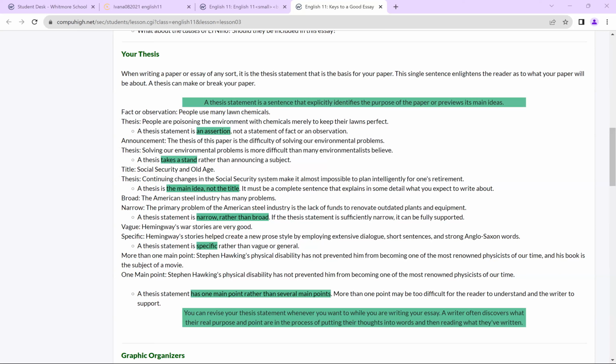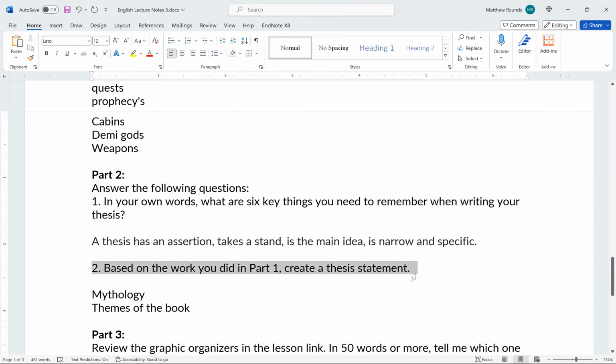Let me go back to that screen. You're not seeing that screen. You always forget. We've got to move screens. Okay. So based on the work you did in part one, create a thesis statement. So the themes of the book, and the big one here that we've been starting to talk about is friendship, camp, things like that.